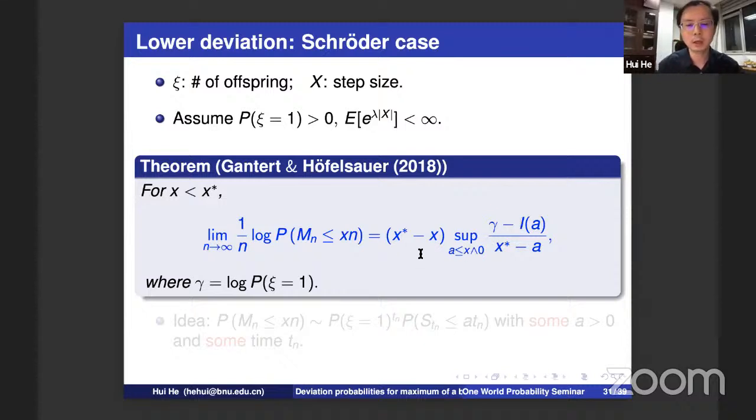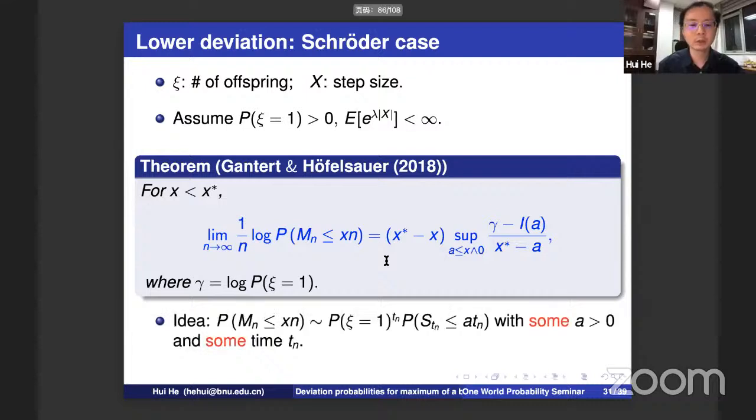The idea of this proof is that we want to consider M_n less than x_n. Since we are in the Schröder case, that is, when each particle dies out it may have only one child, for the lower bound we just force that at the very beginning, when each particle dies out, it can only have one child. So we want to find some intermediate time T_n such that before time T_n each particle only has one child. So we have this probability to the power T_n.